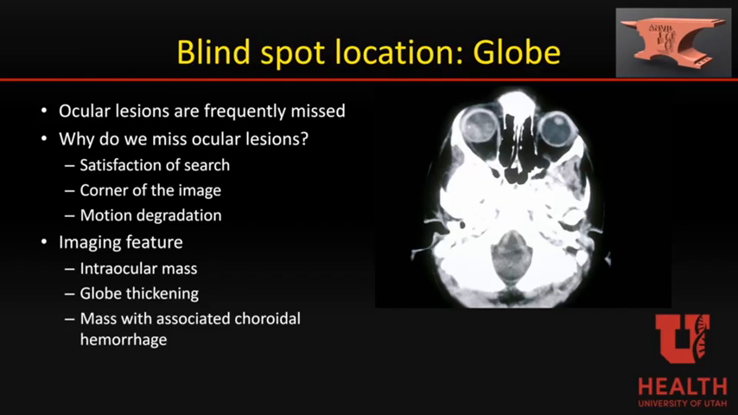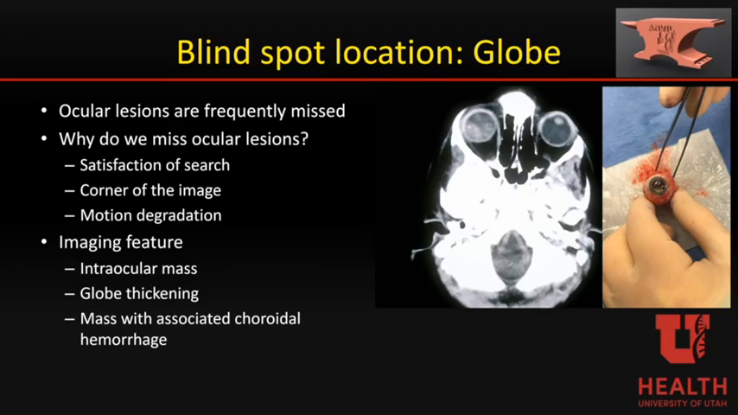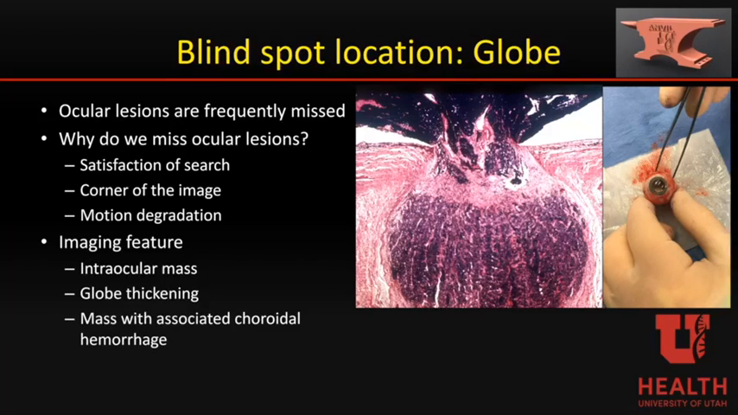So the imaging features we must look for are intraocular masses, ocular thickening, scleral thickening, signs of inflammation, and occasionally some neoplastic lesions will also have associated choroidal hemorrhages. In this patient with a retinoblastoma, we see the vitreous expansion of the lesion, and here is the same lesion on enucleation. And this is the associated pathology of this retinoblastoma.